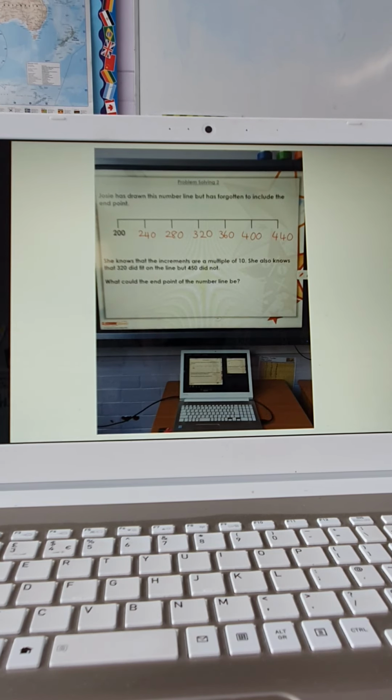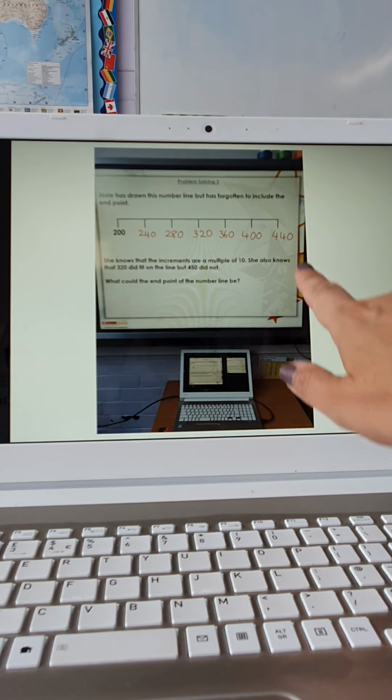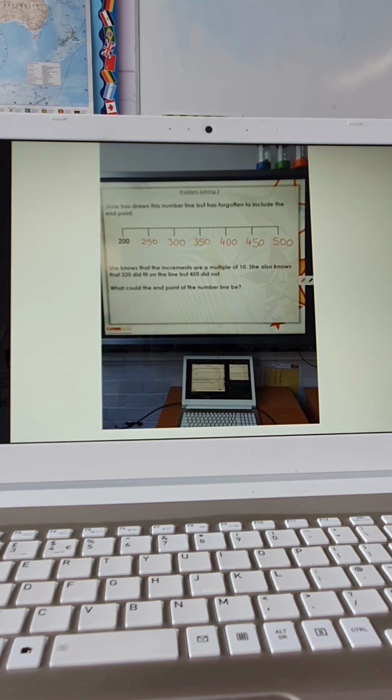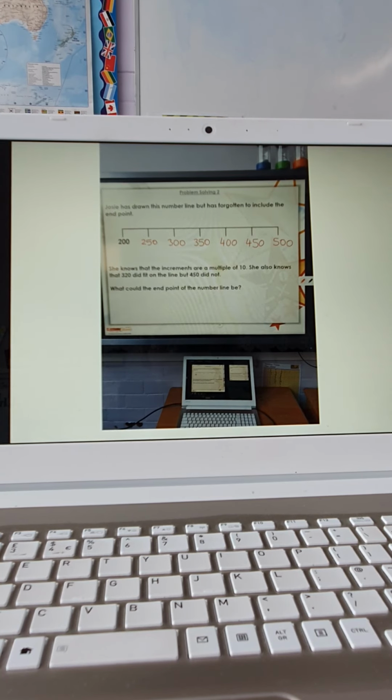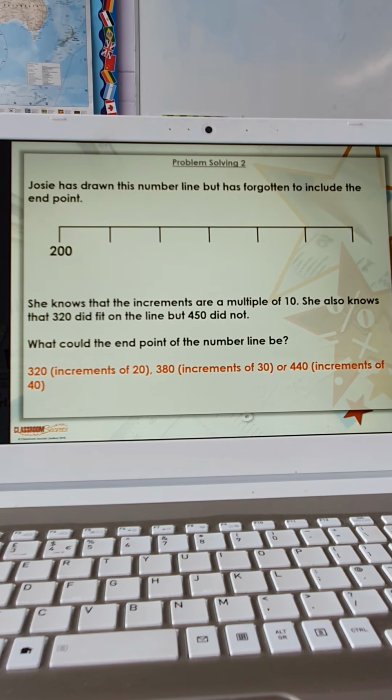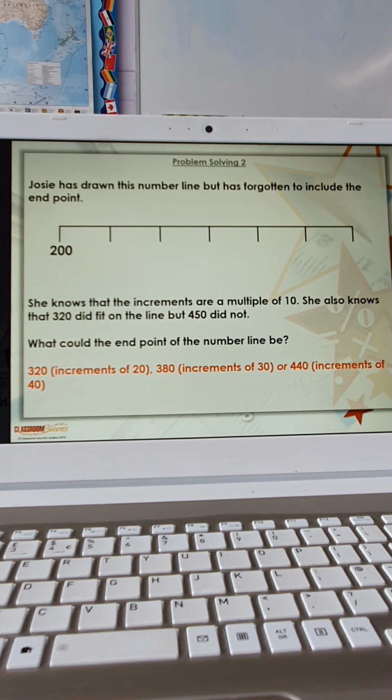Another one, if we go up in 40s, again 320 is on there, but 450 is not. So she could also have gone up in 40s. The next one goes up in 50s. This time there's no 320, but there is a 450. So Josie must not have gone up in 50s on her number line. So we could have gone up in 20s, 30s or 40s to give an end point of 320, 380 or 440.